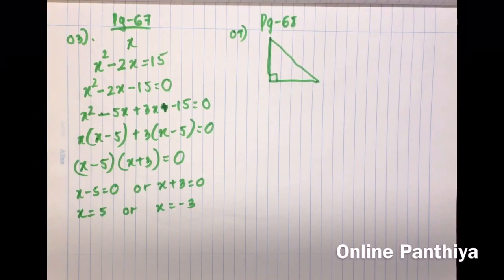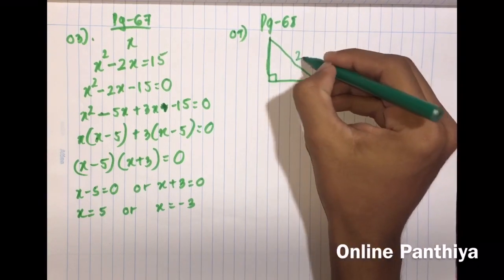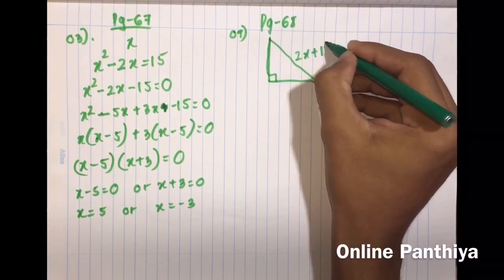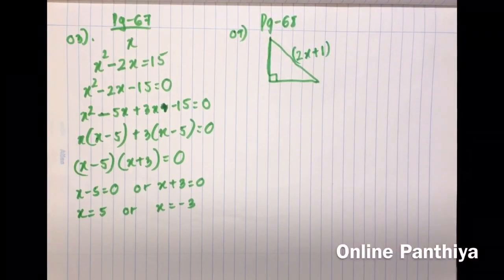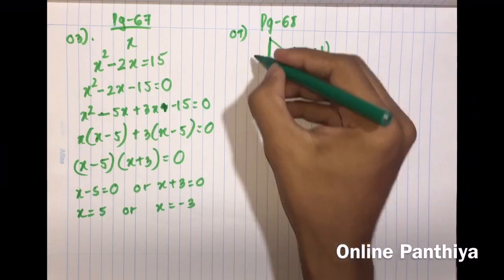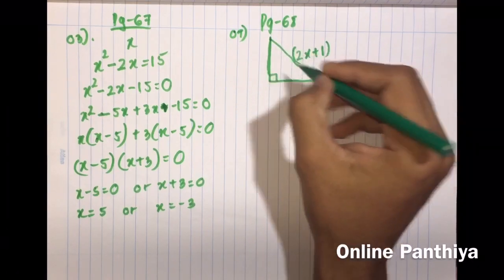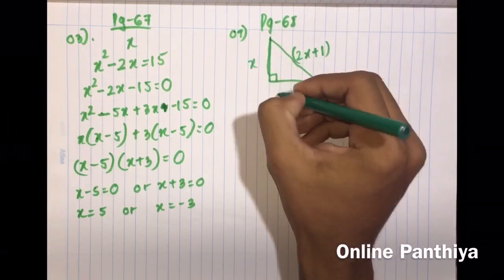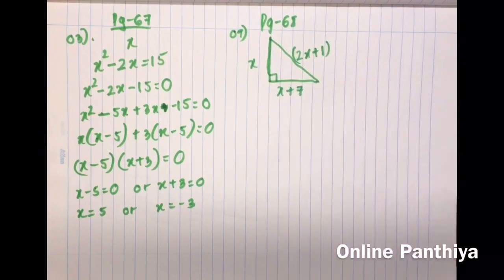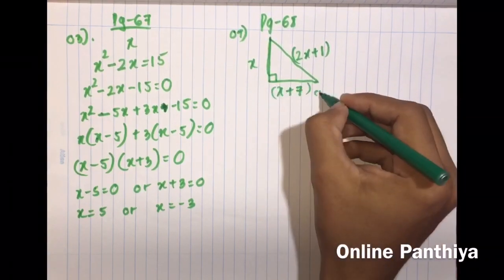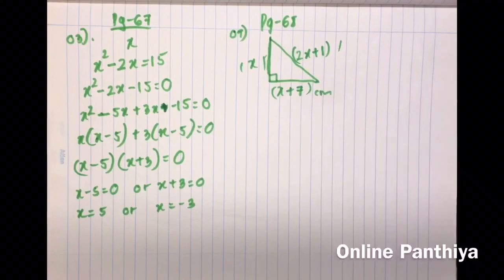Now the hypotenuse side is this. It is equal to 2x plus 1 centimeters. The length of the other two sides are x and x plus 7. You can call it any side. I'll call this x and this is equal to x plus 7. All are given in centimeters, so the units are there. Next, solve for x and find the lengths of all three sides.